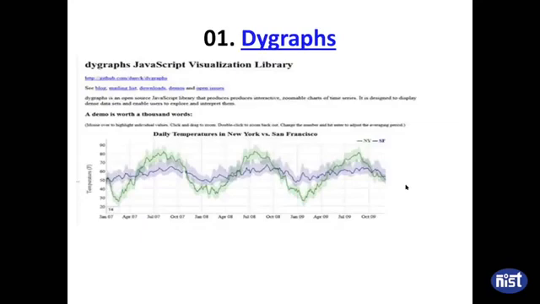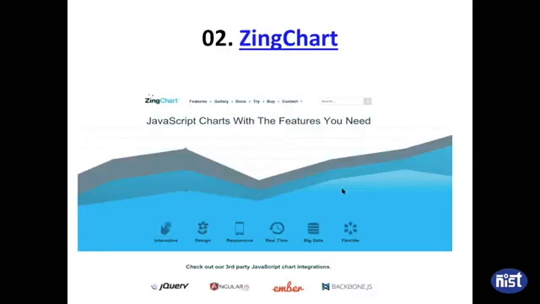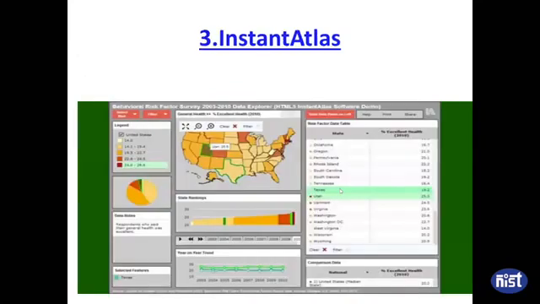One is called diagrams. I have seen this used for time series analysis. Those in finance, and those doing HR time series, can use the diagrams with JavaScript. There is one called Jing charts. This is also a visualization chart. It talks about geographical analysis and cross-section analysis. There is one called Instant Atlas. This software is for geographical analysis.